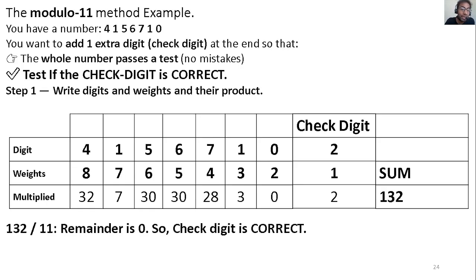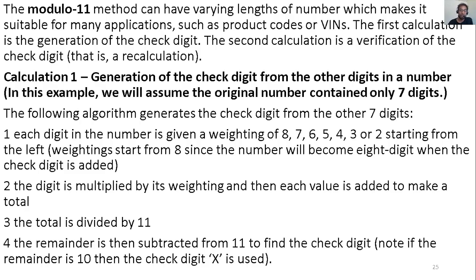Now let's see how to test the check digit. It's the same method. We assign the digits, then we put the weights. If there are 7 digits, obviously we use 8 as the highest weight, then 7, 6, 5, 4, 3, 2, 1. We also consider the check digit in it because we have to verify whether the check digit is correct or not. When we multiply them and add them all, we get 132. If we divide it by 11 and get the remainder 0, this means our check digit is 100% correct. That's all for this method.